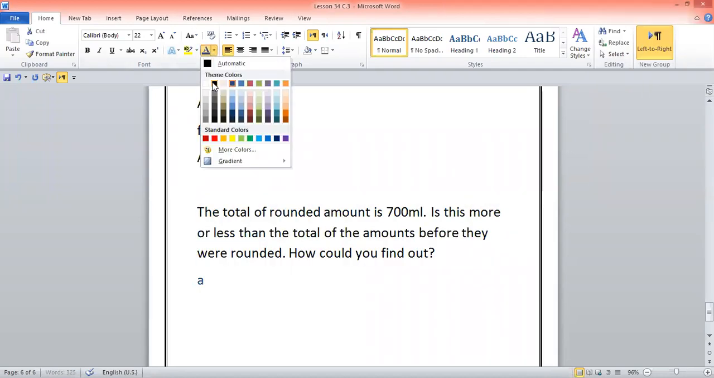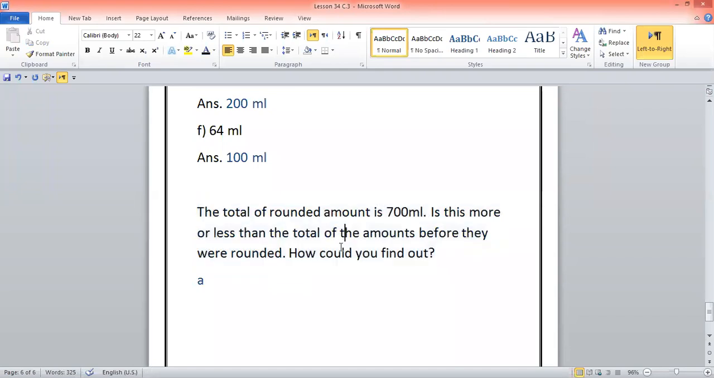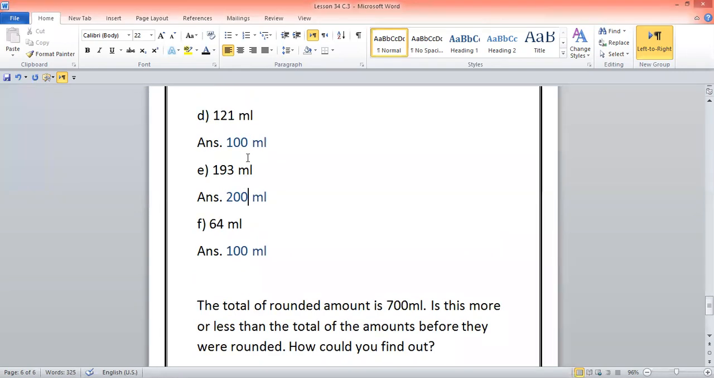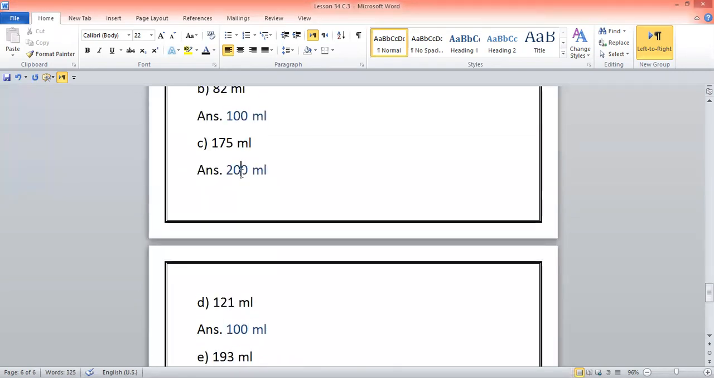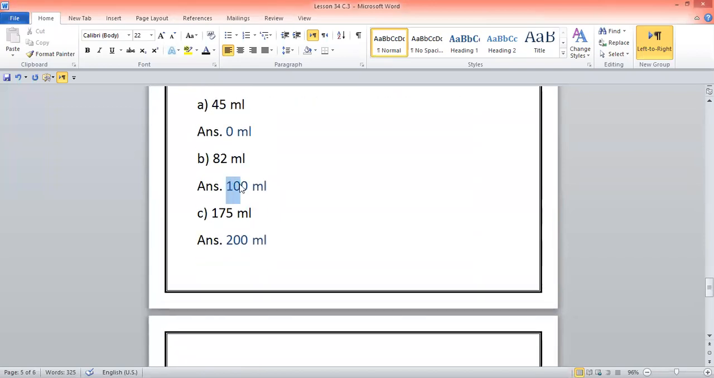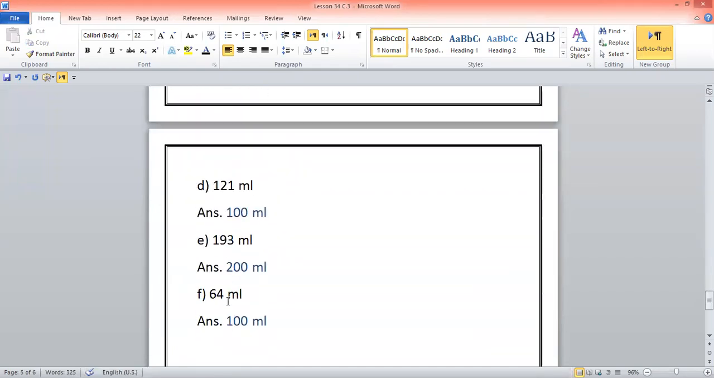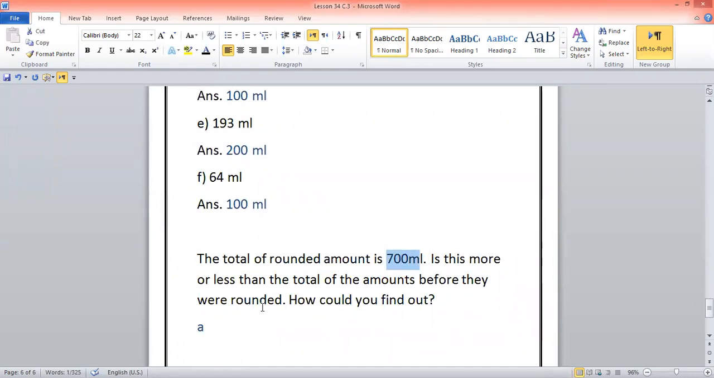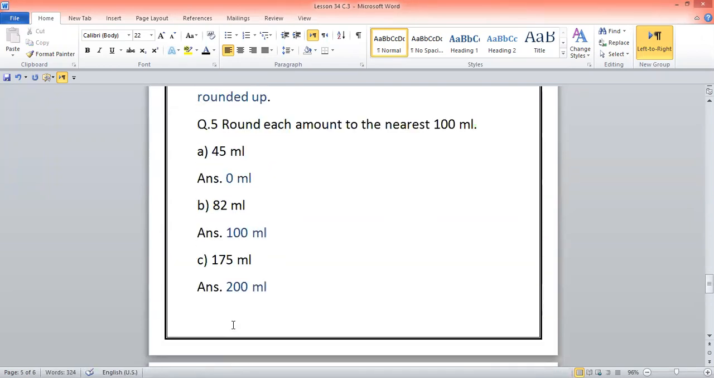The question is, the total of the rounded amount is 700 ml. Is this more or less than the total of the amounts before? So let's check whether the total is 700 ml for the rounded amounts. 100 plus 200, 300, plus 100, 400, 400 plus 200, 600, plus 100, 700. Exactly. The total of rounded amount is 700 ml. Now what you have to check is whether the total before rounding is less or more.